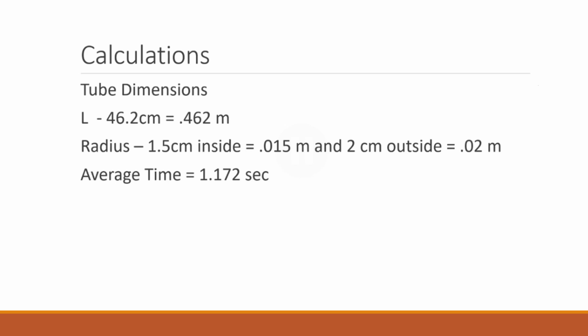Calculations. We calculated the length of the tube as 46.2 centimeters, which equals 0.462 meter, and then the radius was 1.5 centimeters inside, which equals again 0.015 meter, and then 2 centimeters outside, which is again equal to 0.02 meter. And then the average time based on our 5 trials is 1.172 seconds.